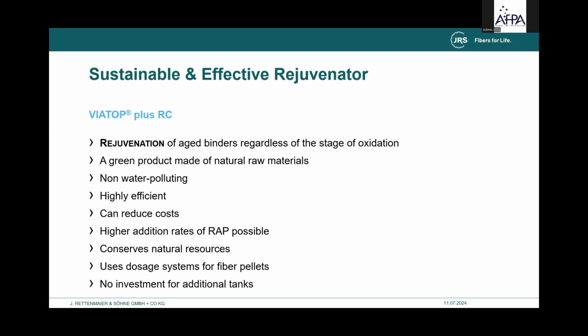Sustainable and effective rejuvenator, that is what I was touching. Our Viatop Plus RC rejuvenates the aged binders regardless of the stage of oxidation. It's a green product by nature, made of natural raw materials. It is non-water polluting, it's highly efficient, it can reduce costs, higher addition rates of RAP are possible, conserves the natural resources. You can make use of the existing dosing equipment for fiber pellets, and definitely no need for investment in any tanks for liquids.